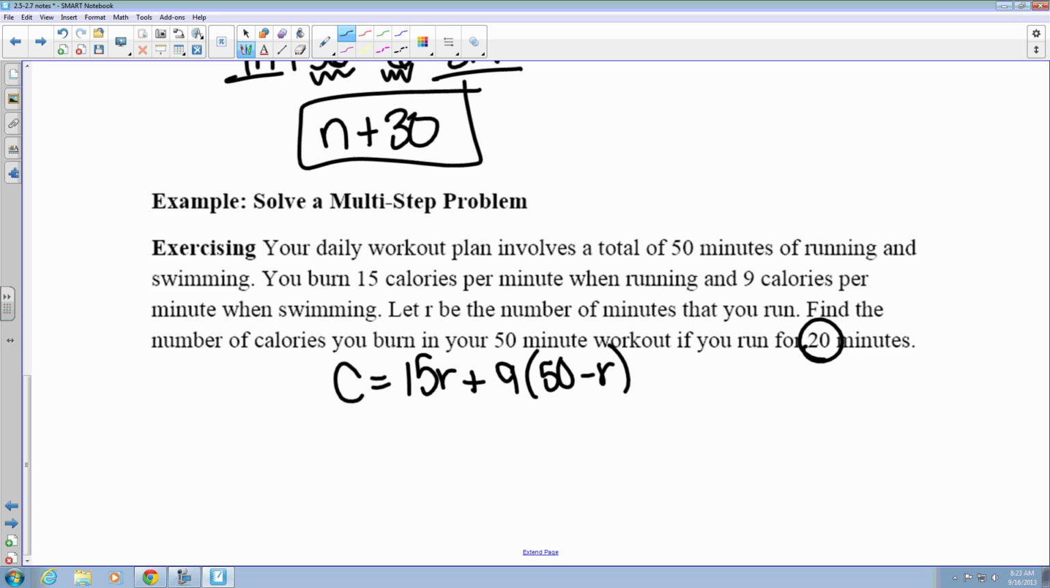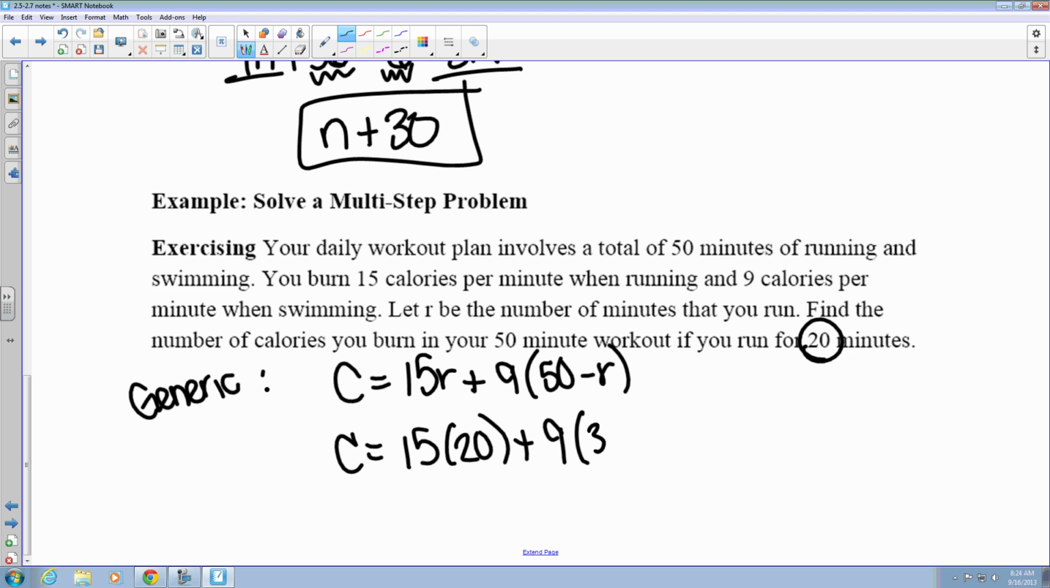This is the generic equation for any situation. And now we're going to plug in our specific example. 15 times 20 plus 9 times 30. 570. That's how many calories you burned.